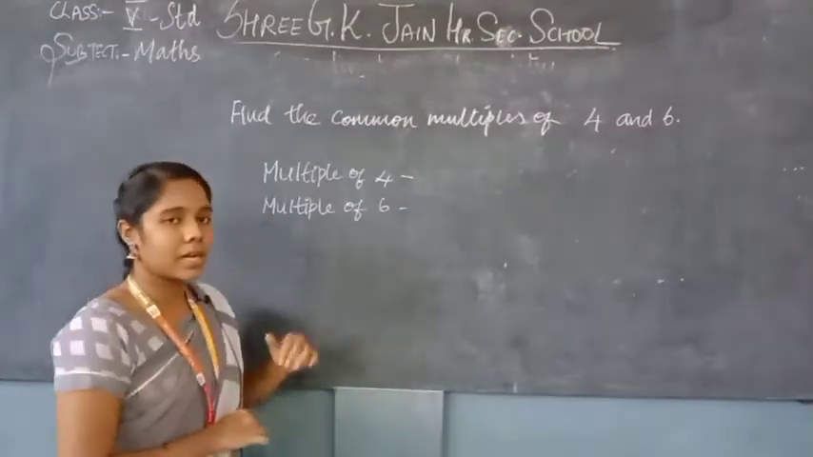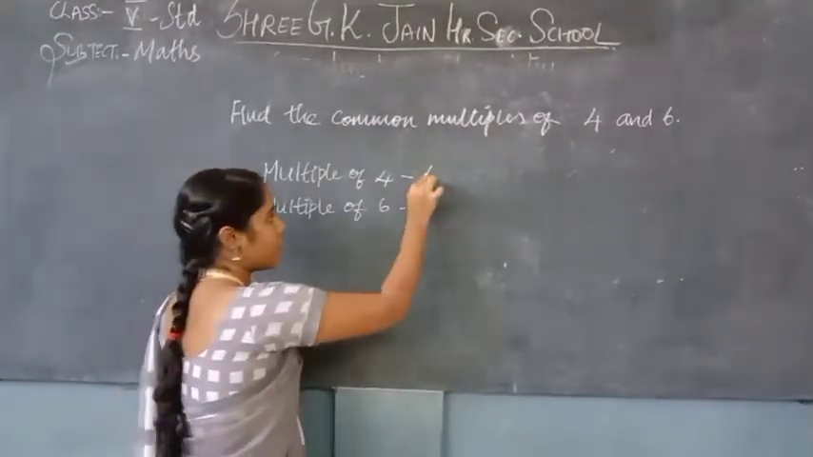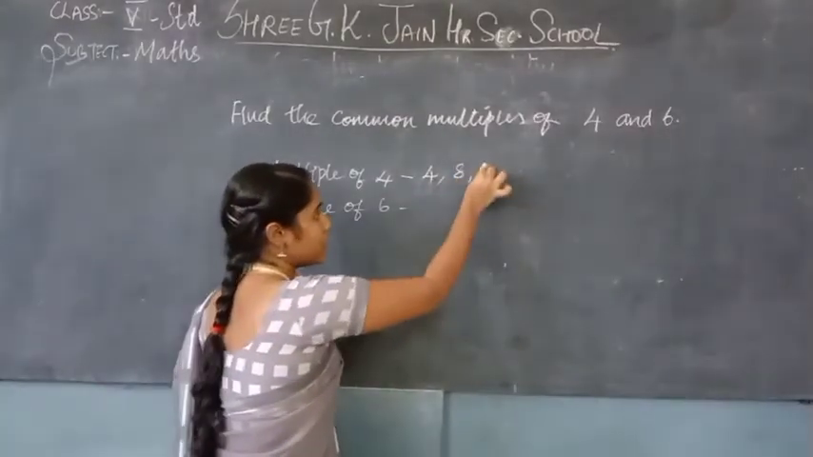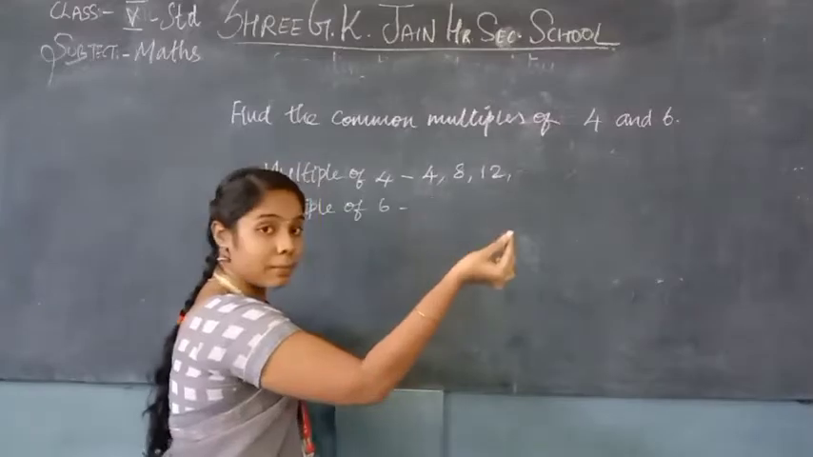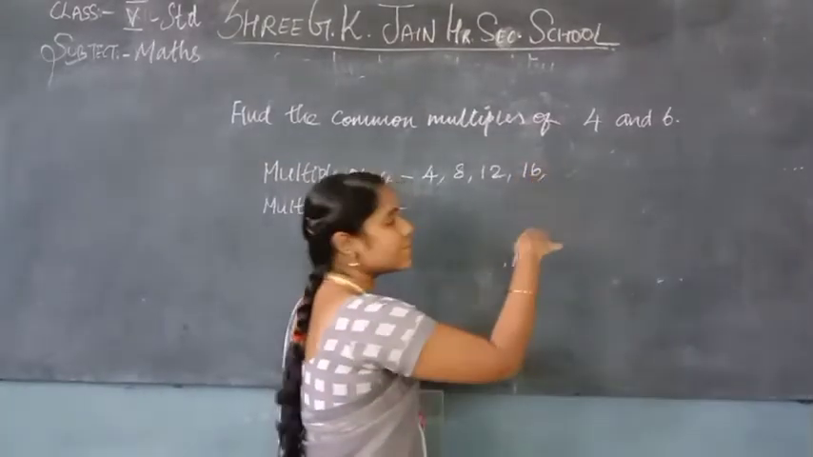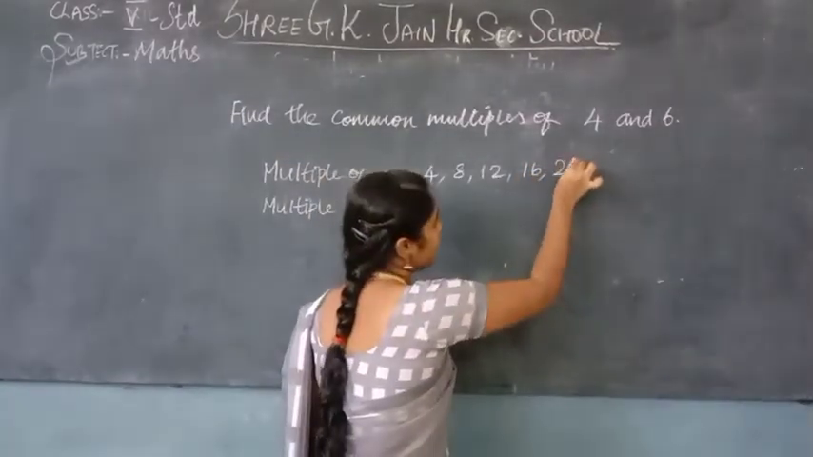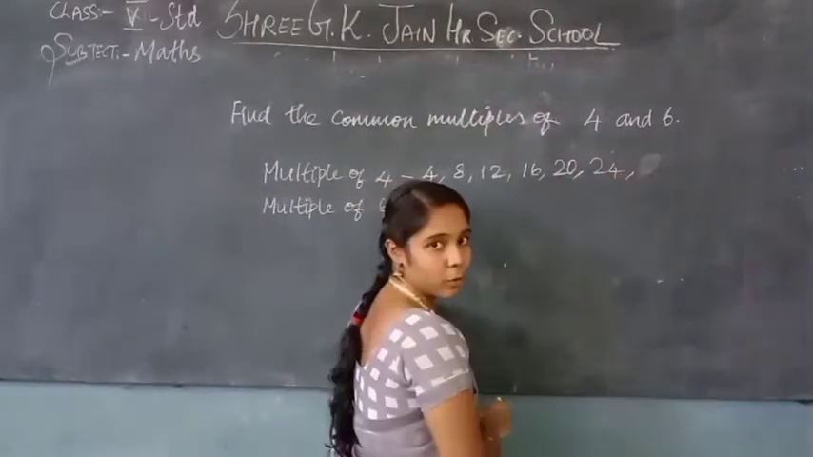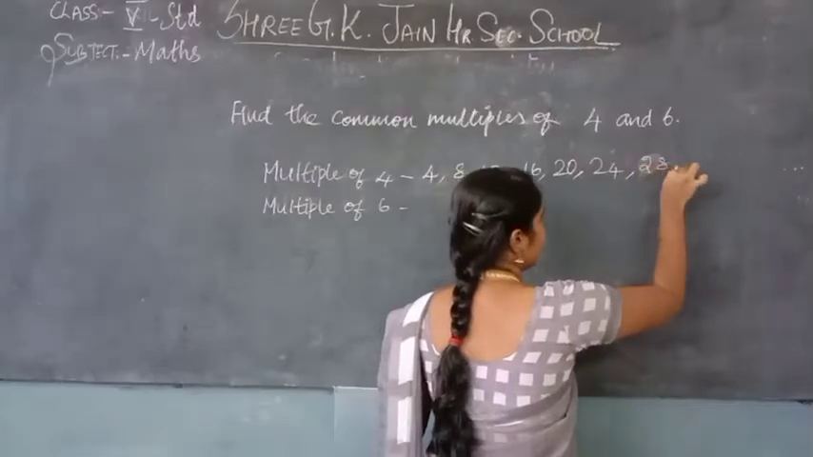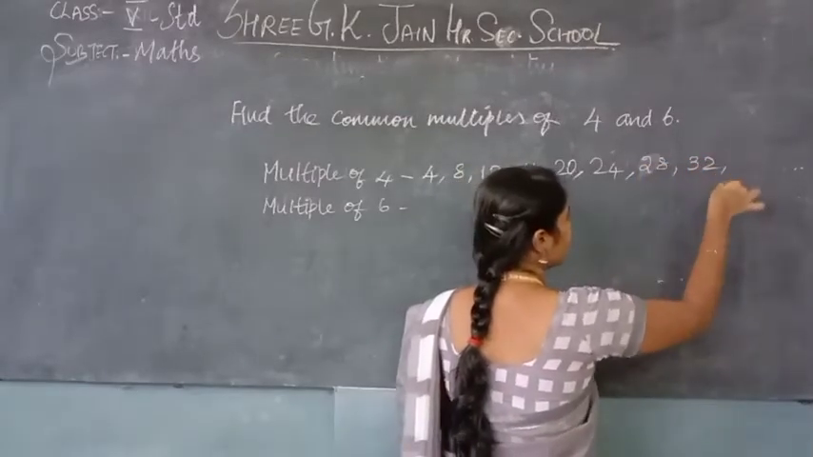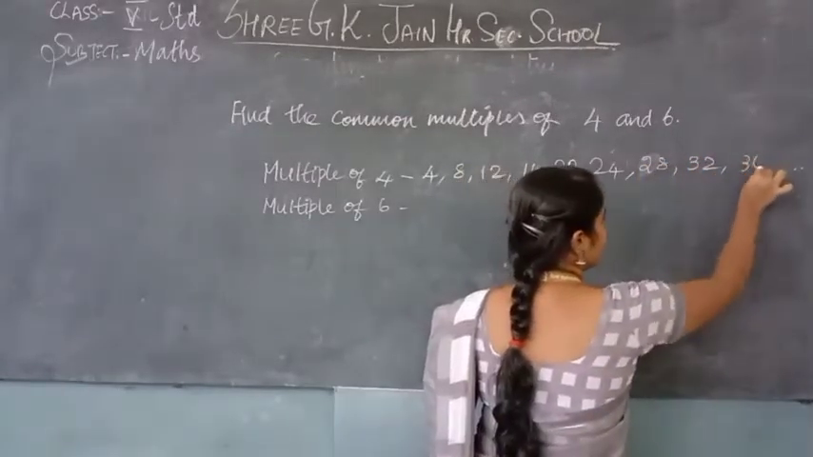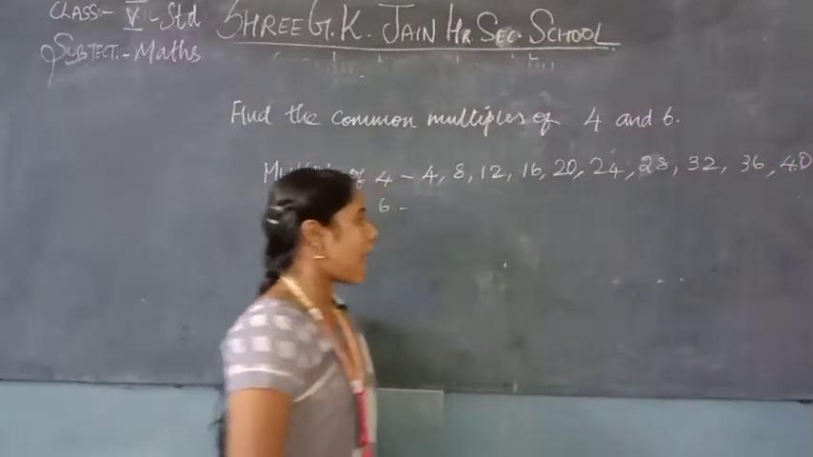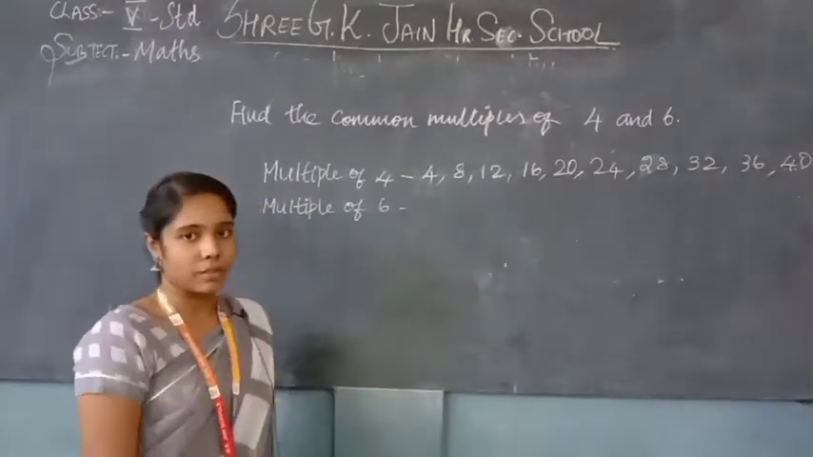Can you tell me the multiples of 4? We add 4 to each number. 4, 4 plus 4 is 8, 8 plus 4 is 12, then 16, 20, 24, 28, 32, then 32 plus 4 is 36, and then 40. For the 4 table, I have written up to 10 multiples.